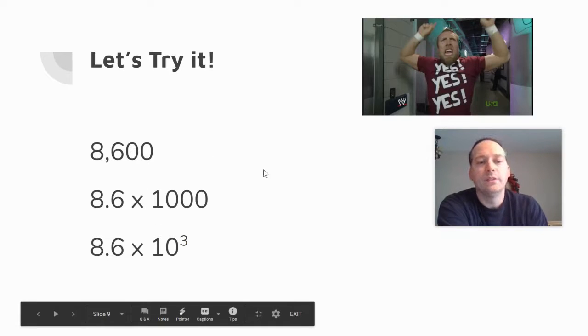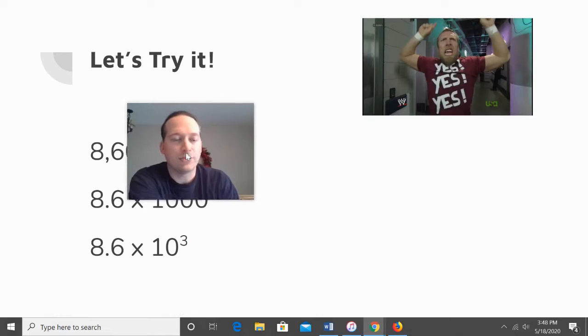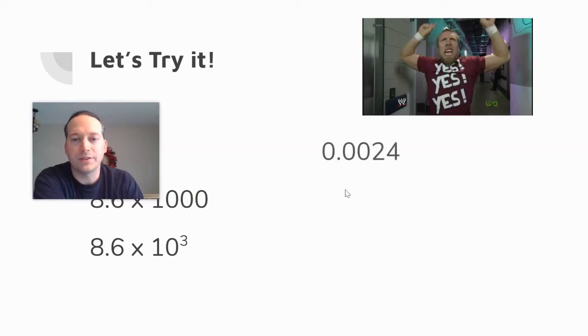Okay, so let's come up with the next one. Let me move myself over here because it's going to be over here. Okay, 0.0024. So what happens is I need to get my decimal point right here. How do I do that? Well, my decimal point's here. I need to move it here.